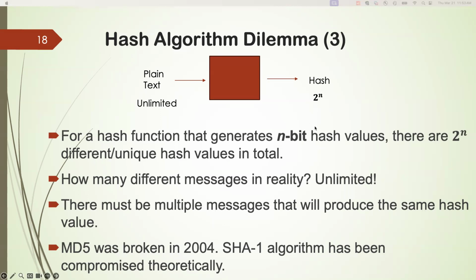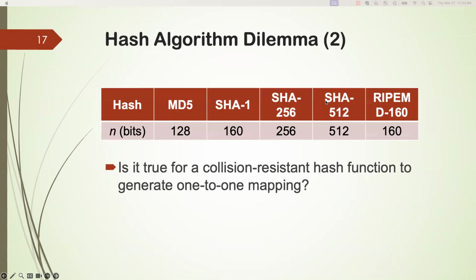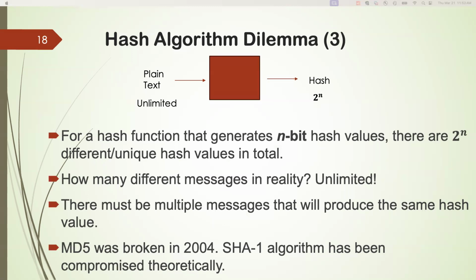The answer is that each bit can be 0 or 1, and the total number of hashes that MD5 can produce is 2 to the power n. Even though 2 to the power n looks like a very large number, for example, in the case of MD5 it will be 2 to the power 128, which is a huge number, but still it is not infinity. On the other hand, on the right hand side, the plain text files can be unlimited.